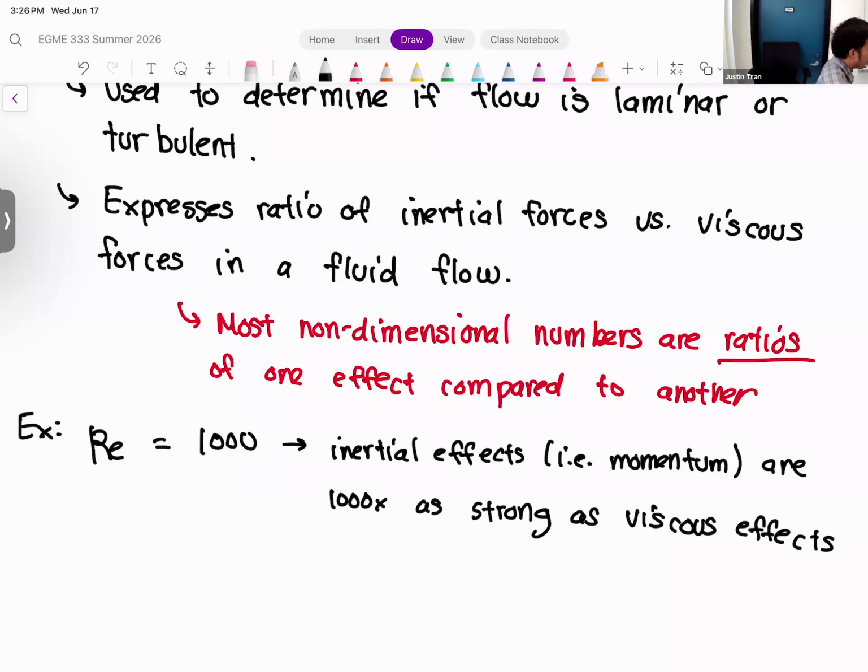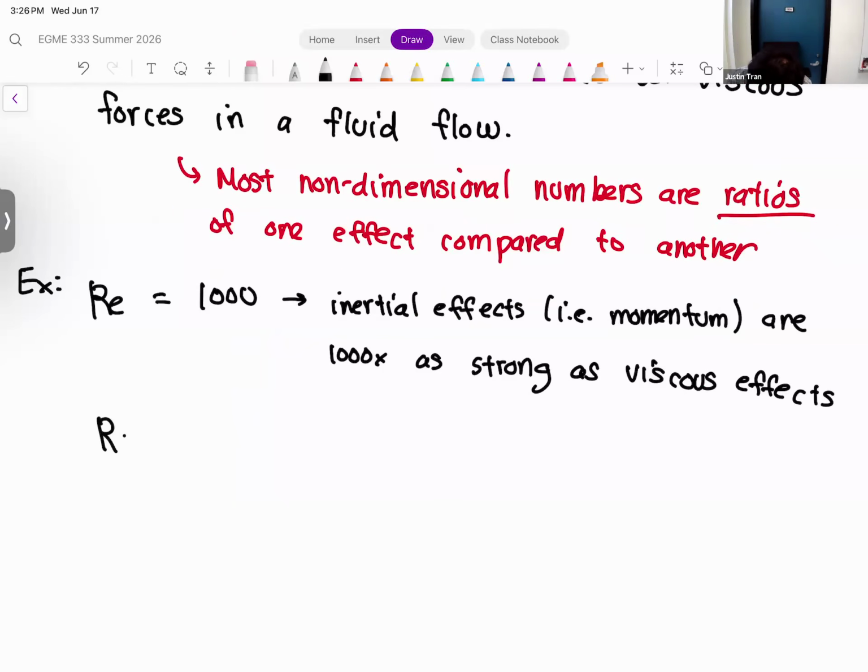So I want you to think of your non-dimensional numbers like this, especially the famous ones, things like the Reynolds number or the Mach number. Think of their values as a ratio of some kind, okay? Because it goes the other direction as well. You can also have Reynolds numbers that are very, very low, so you can have a Reynolds number of, let's say, 0.1.